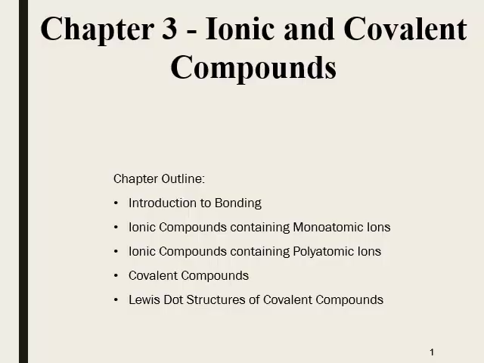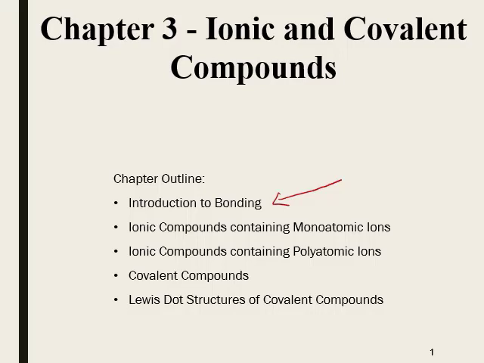Today we are going to discuss chapter 3. This chapter deals with ionic and covalent compounds. In this chapter we will learn about what a chemical bond is, and in this section we will learn about two kinds of bonding. First is ionic bonding and then the other one is covalent bonding. So in today's lecture I will focus only on ionic bonding.